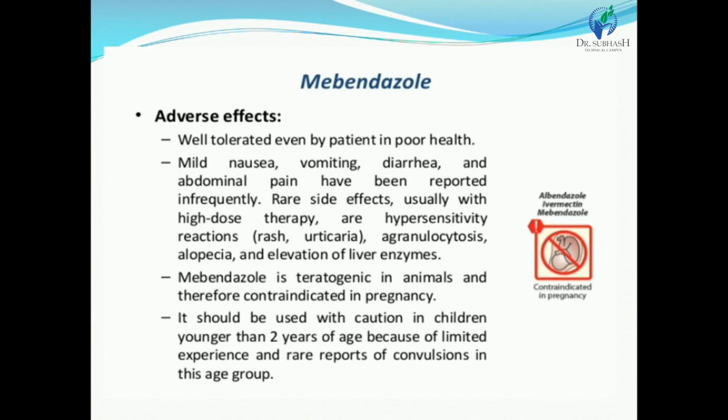Generally, mebendazole is teratogenic in animals and therefore contraindicated during pregnancy. It should be used with caution in children younger than 2 years of age, because of limited experience and rare reports of convulsions in this age group. So it is advised that it should not be given during pregnancy as well as to children younger than 2 years, because we do not have suitable data for mebendazole.